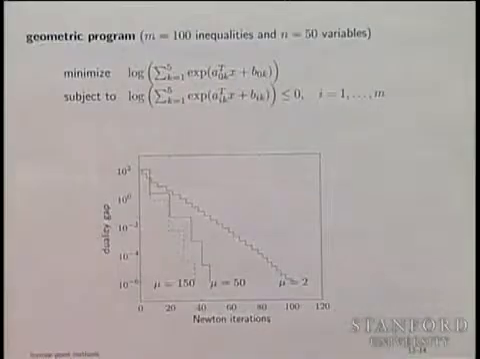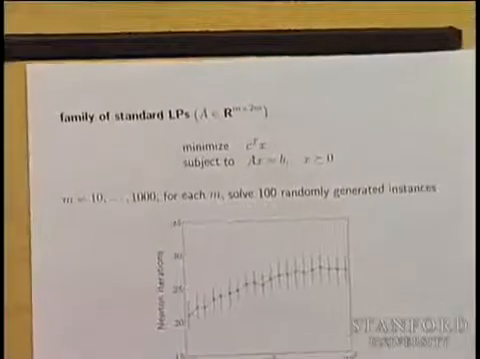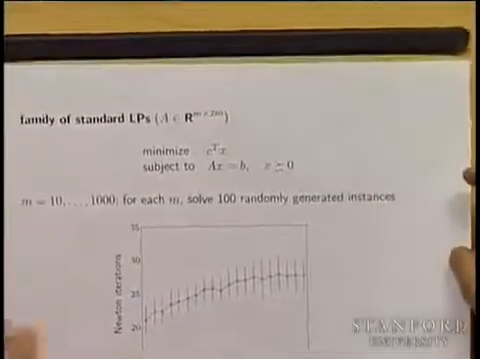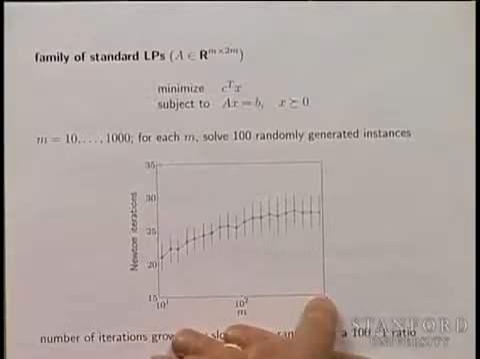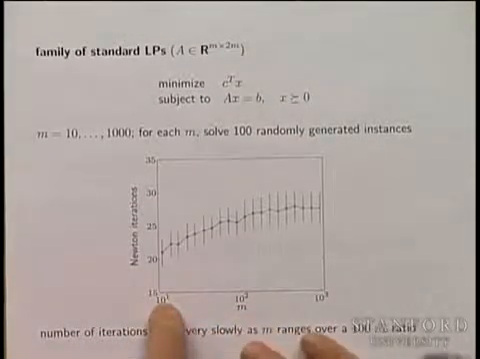I don't know. Okay. All right. So here's a geometric program, a GP. It looks like the same story, and it's just the same. And then here's what happens if you have a family of standard LPs. What's happening here is you're changing the size. So what is this?